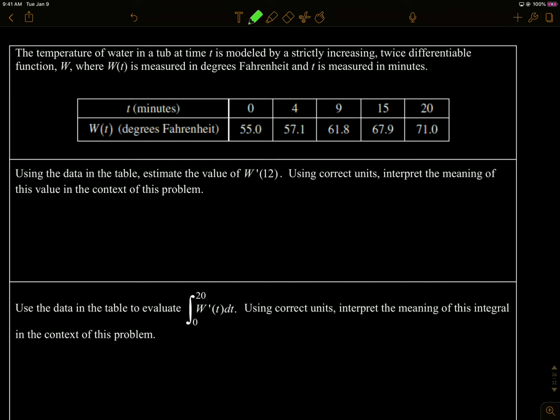All right, let's look at the next one. This table represents the temperature of water in a tub at time t. So I'm not going to read to you. You can read it. Using the data in the table, estimate the value of W prime of 12. Using correct units, interpret the meaning of this. So we have W here in our y value. So the W prime of t, of 12.